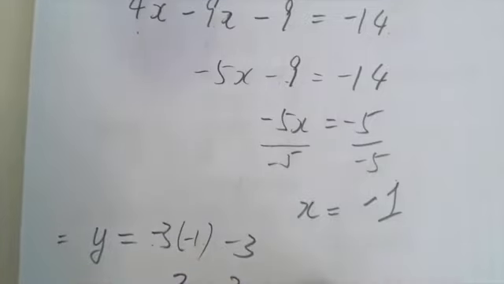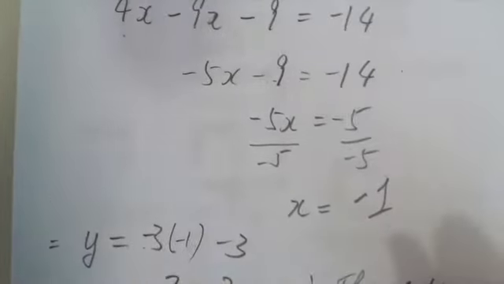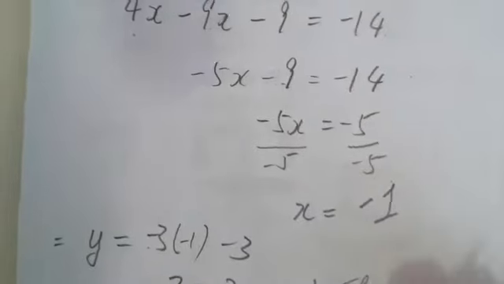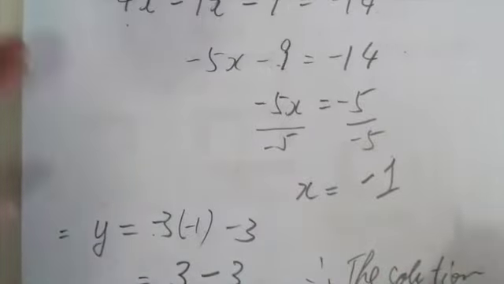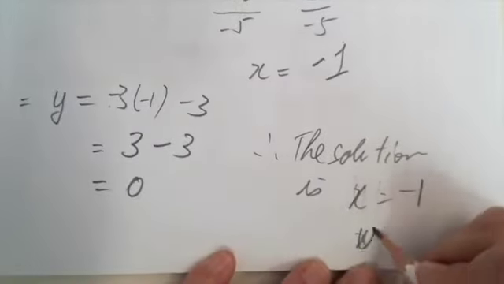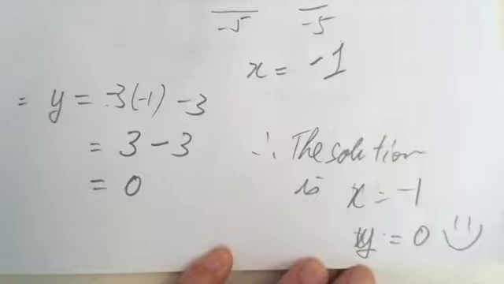Therefore, the intersecting point, which is the solution, is x equals to negative 1, and y equals to 0.